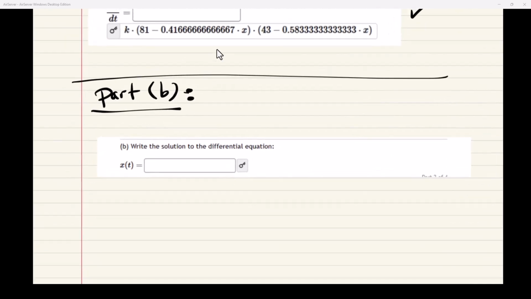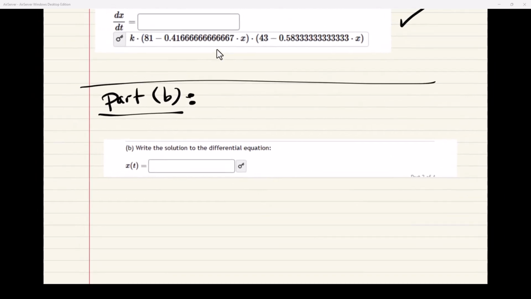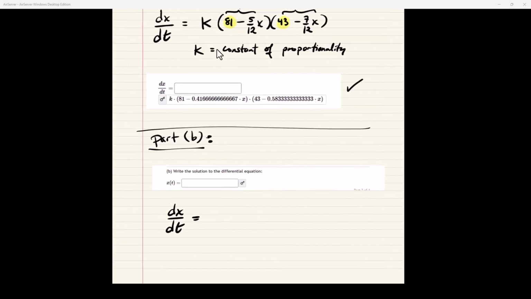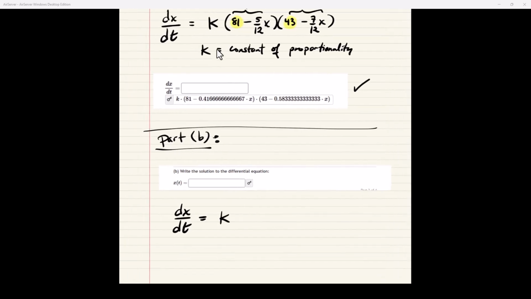Part B asks us to now solve this differential equation. So we have dx/dt is a constant times (81 minus 5/12 x) times (43 minus 7/12 x). And actually, we can't get a particular solution yet because we don't know the constant of proportionality. And that's given by the amount of the chemical present after a certain amount of time.